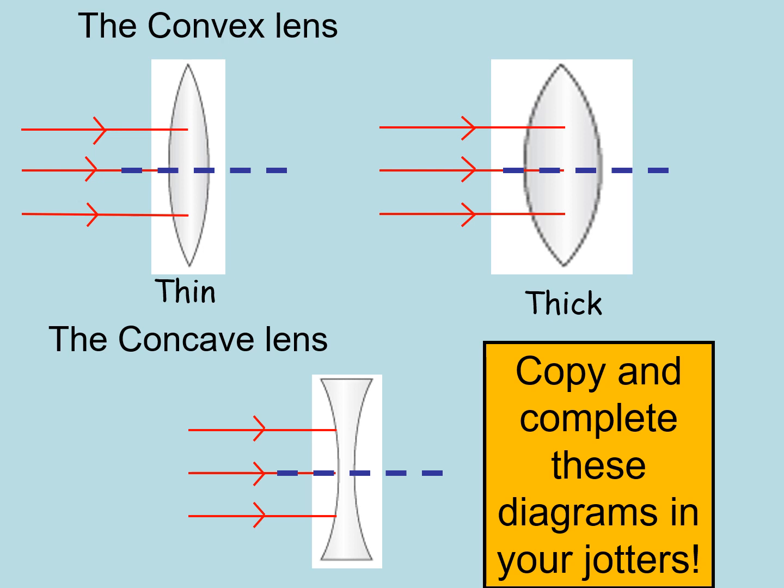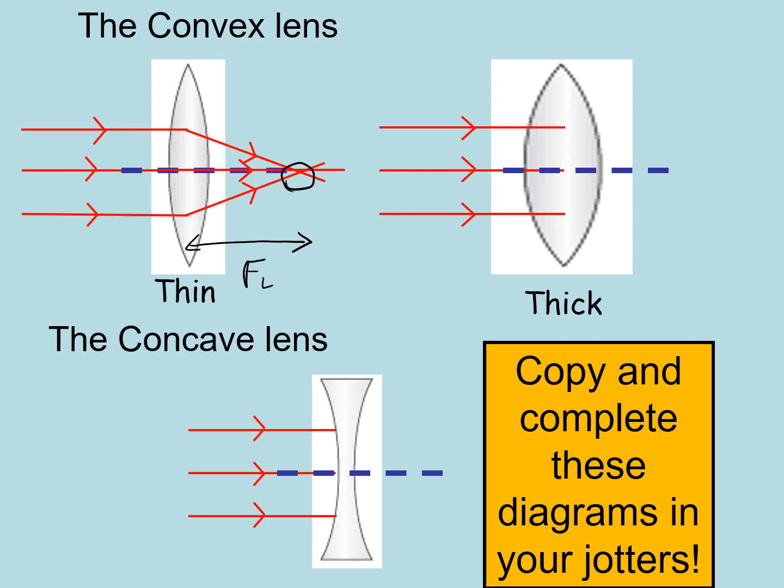We can also look at light going through different types of lenses. These are the types of lenses which you would see within your glasses. So we have a thin convex lens, and as the light goes through, we can see that it comes to a focus point. And we could actually measure the distance between the center of the lens and that focus point, and we would call that the focal length.